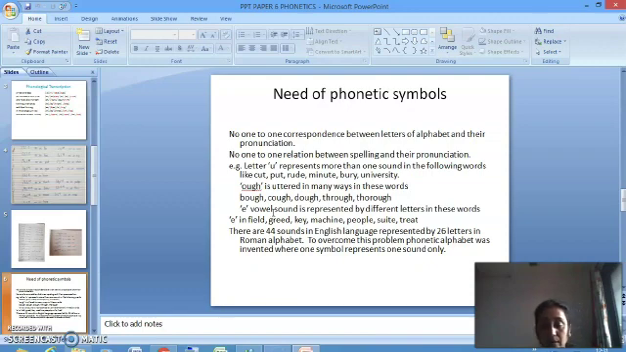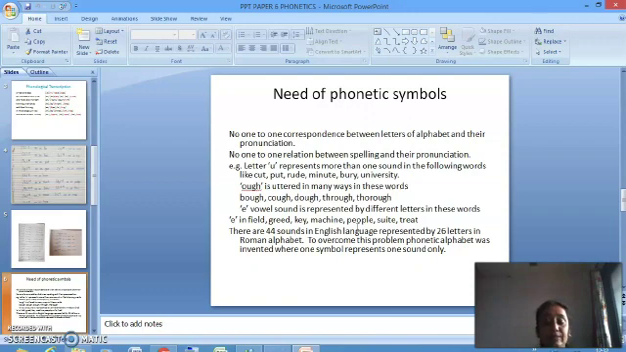Okay. Similarly, a similar case holds for the vowel sounds also. The E vowel sound is represented by different letters in these words: E, field, greed, key, machine, people, sue, treat. Sometimes it is a longer E, sometimes it is a shorter E. So, it is felt that some kind of phonetic alphabet has to be there, especially for second language learners.